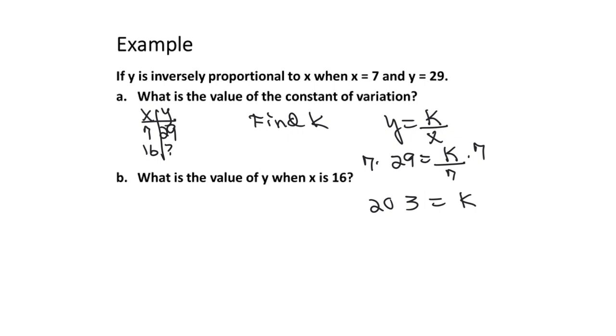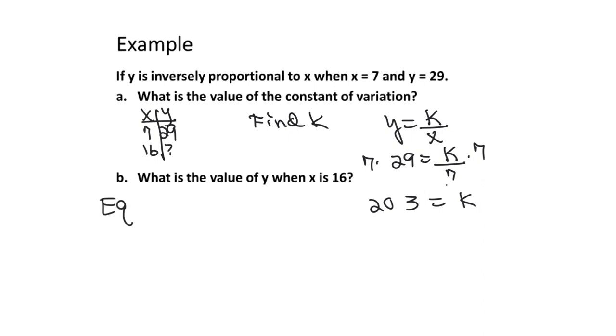All right, here's another example on an inverse variation. Y is inversely proportional to x when x equals 7 and y equals 29. What is the value of the constant of variation? I put my numbers in my table. I have to find the value of k, so I substitute in x with 7 and y with 29, multiply both sides by 7, and I find 203 is equal to k.